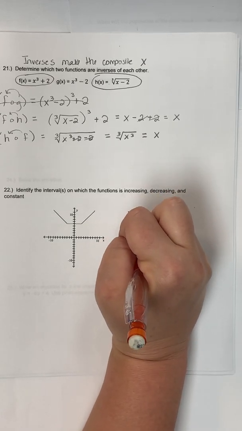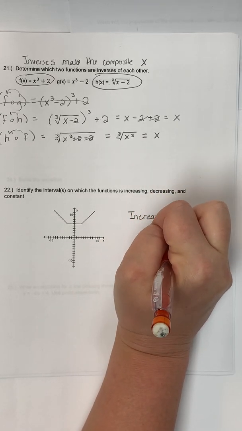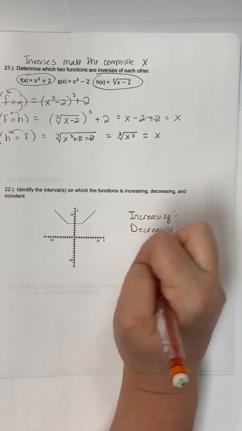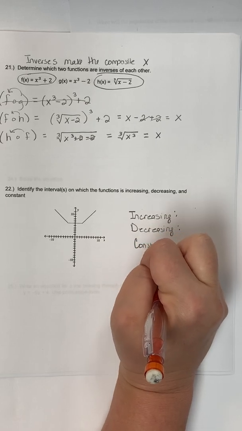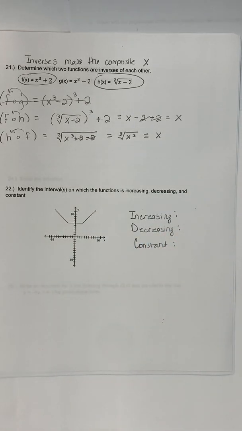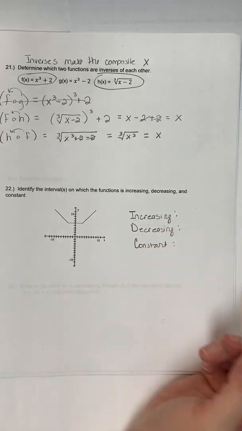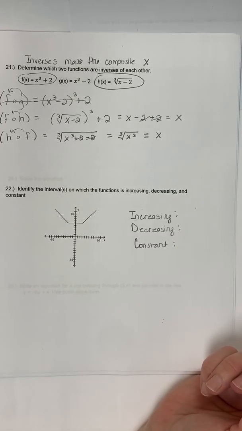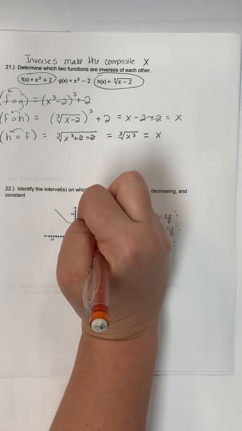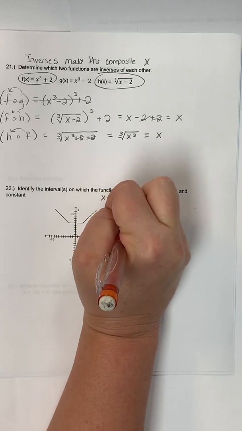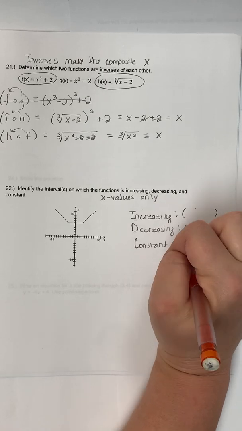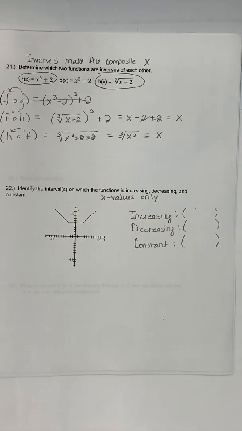Okay. All right, number 22. We want to identify the intervals where we are increasing, decreasing, and constant. So this takes care of 3 questions in itself. One version of the test is only going to ask for increasing. One version is only decreasing. One version is only constant. So remember, we're only interested in x values only, and we're only using parentheses.